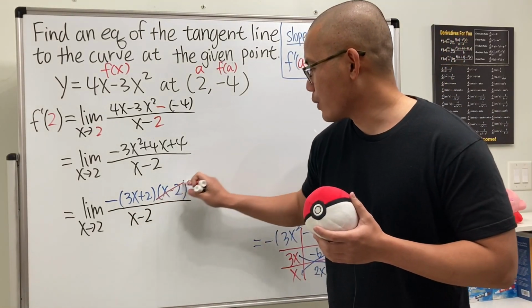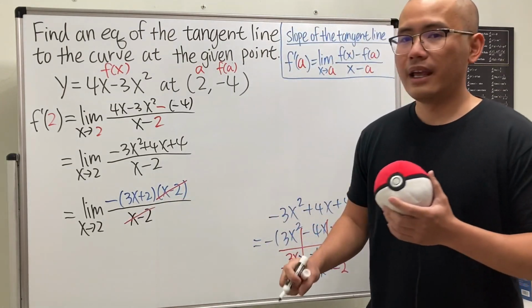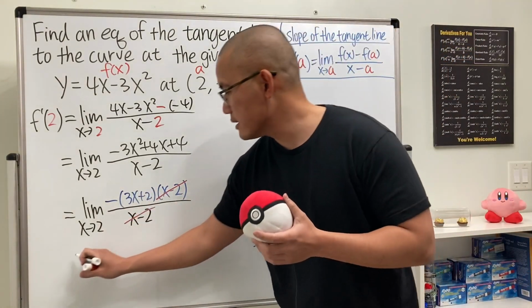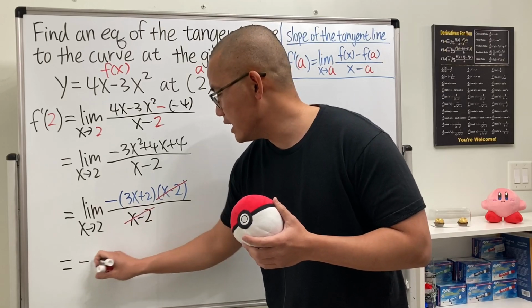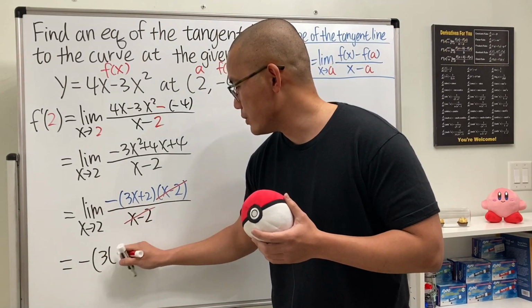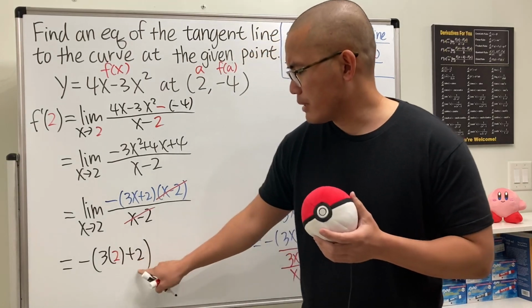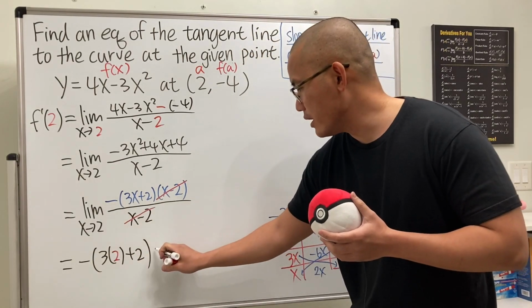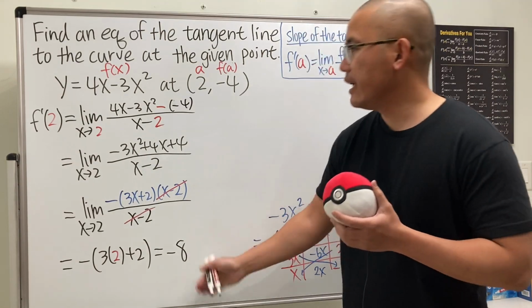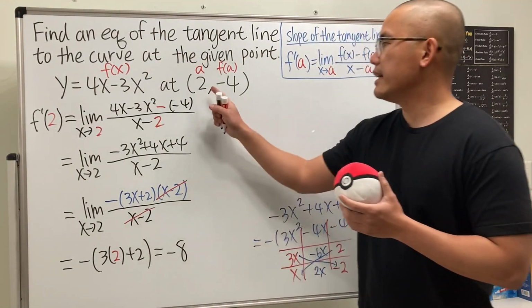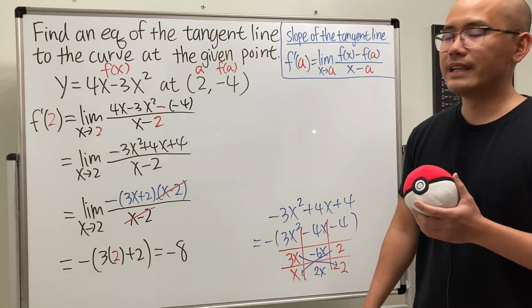Here, let's go ahead and cross this out and also cross that out. And then we can just put a 2 into this x. So we are going to get negative parentheses 3 times 2 and then plus 2. So that's 6 plus 2, but that's negative. Altogether, we get negative 8. And that's the slope of the tangent line at a equals 2.